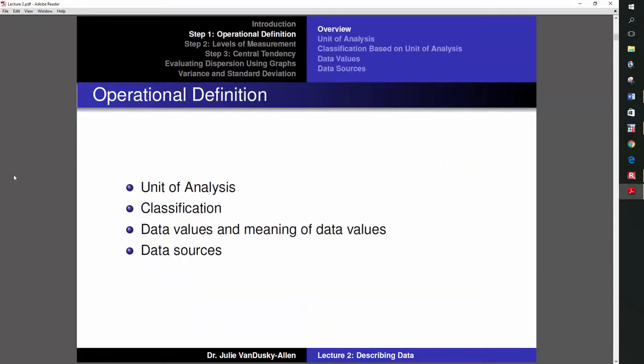So, as the title of this lecture suggests, we are going to talk about describing data in this lecture. The first step in describing a variable is describing its operational definition. The operational definition of a variable includes its unit of analysis, its classification based on its unit of analysis, the values the variable takes, the meaning of those values, and the source of the data for the variable. In the next set of slides, I will review each of these in detail.